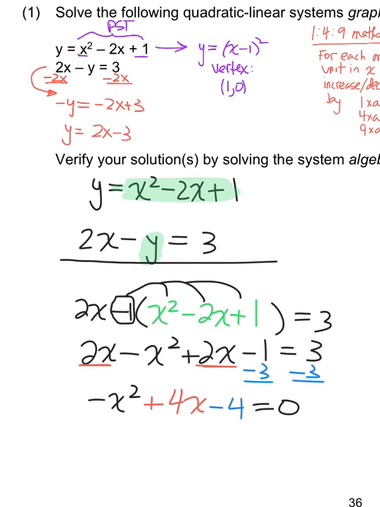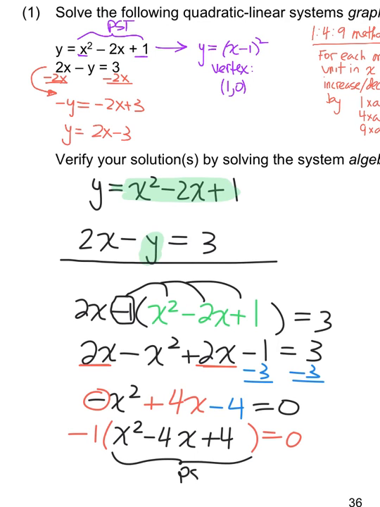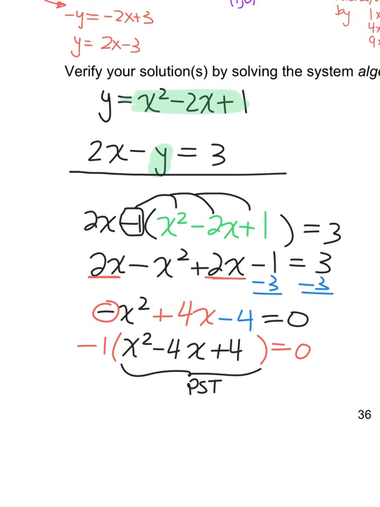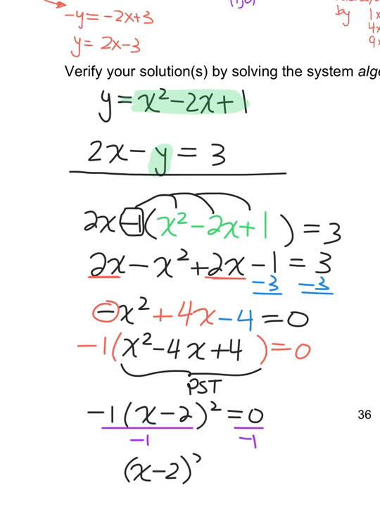All right. So here I notice I have a leading coefficient of negative 1, so I'm going to pull that out. x squared minus 4x plus 4. So that happens to be another one of those beautiful perfect square trinomials. So I'm looking at negative 1 times (x minus 2) squared is equal to 0. Now if I want to solve this, I can divide both sides by negative 1, which gives me (x minus 2) squared equals 0.